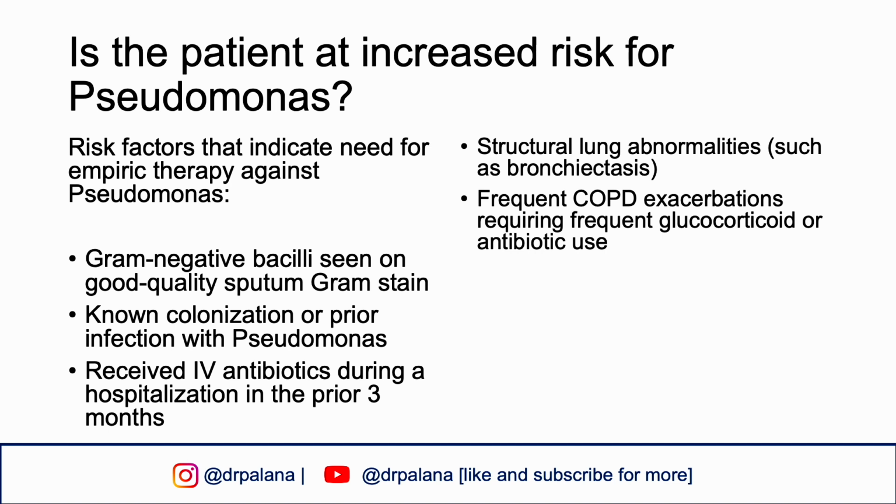Risk factors that indicate the need for empiric therapy against Pseudomonas include gram-negative bacilli seen on good quality sputum production, patients with known colonization or prior infection with Pseudomonas, patients who received IV antibiotics during hospitalization in the last 3 months, patients with structural lung abnormalities, or patients with frequent COPD exacerbations requiring frequent steroids or antibiotic use.